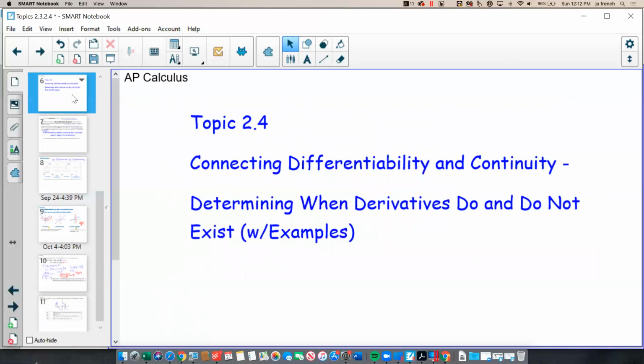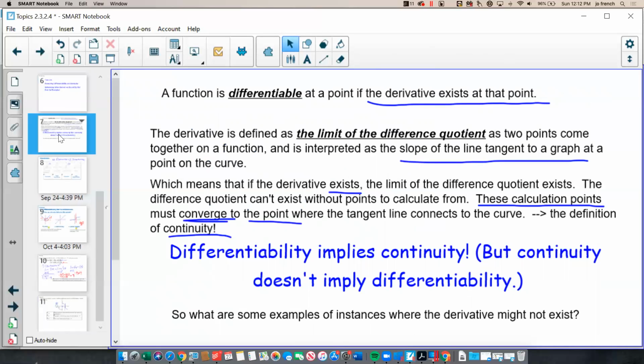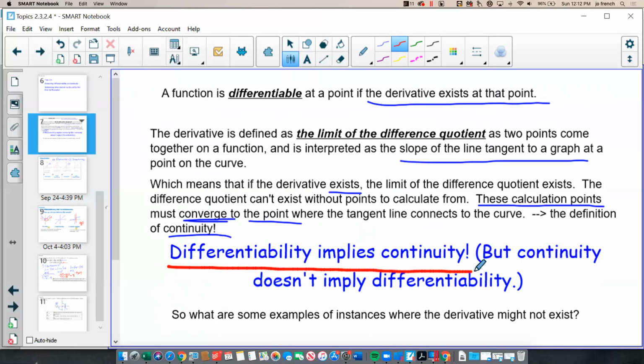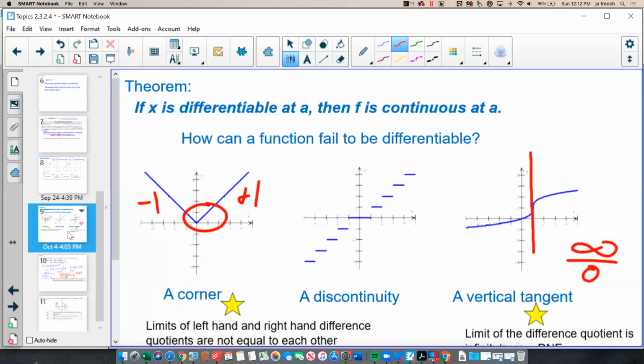If we go back to look at our topic, differentiability and continuity: differentiability implies continuity. If a function is differentiable, we know it's continuous. But just because a graph is continuous doesn't mean that a derivative exists at all points. We have several instances of where a derivative might exist or might not: sharp corners, vertical tangent lines, and discontinuities. And that's the end of our lesson.